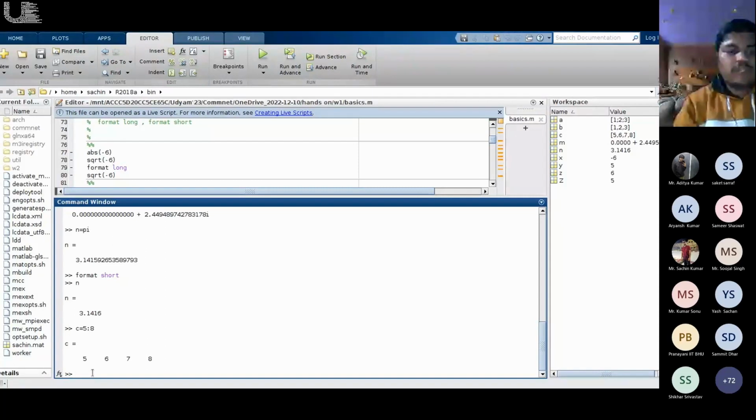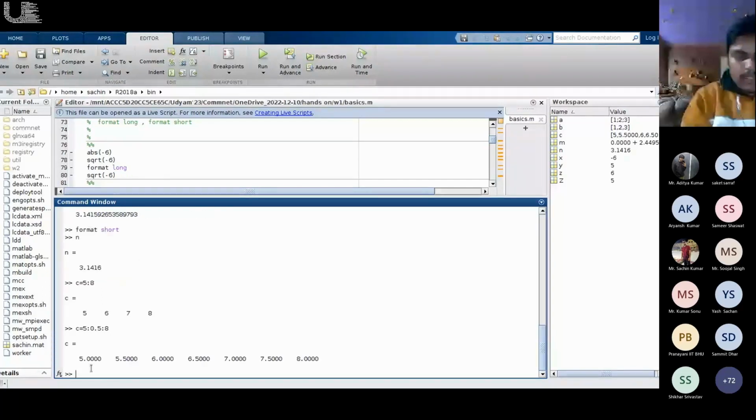If we want to change the difference, like let's say we want to set the difference to 0.5, we can write c is equal to 5 colon 0.5 colon 8. So it will print 5, 5.50, 6, 6.50, 7, 7.50, and then 8.